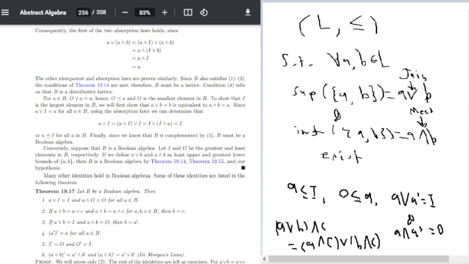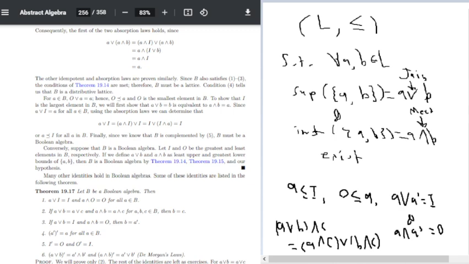To show that I is the largest element in B, we will first show that A join B equals B is equivalent to A meet B is equal to A. Since A join I is equal to I for all A and B, using the absorption laws, we can determine that A join I is equal to A join I meet I, A meet I join I is equal to I join I meet A is equal to I. Or, A is less than or equal to I for all A and B. Finally, since we know that B is complemented by 5, B must be a Boolean algebra.